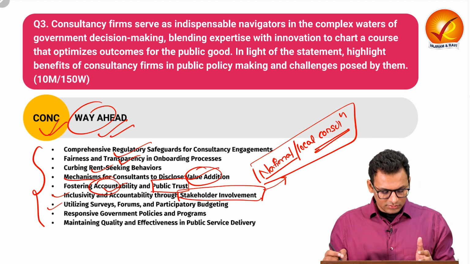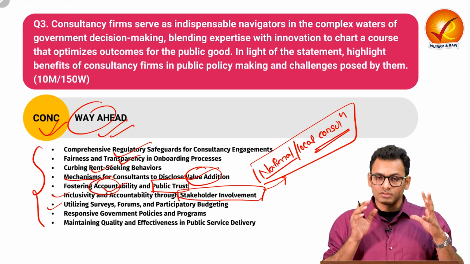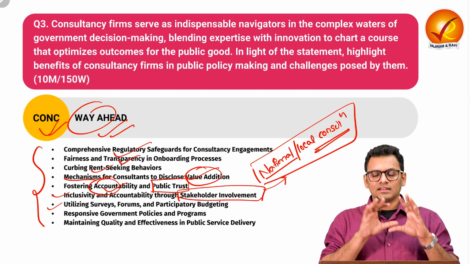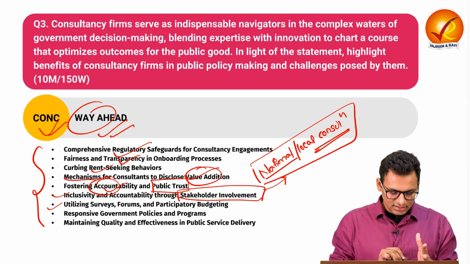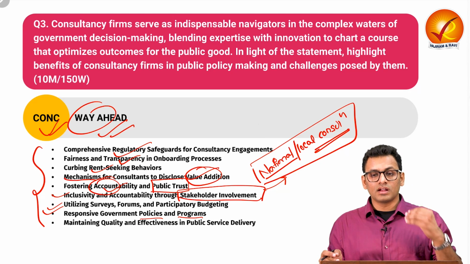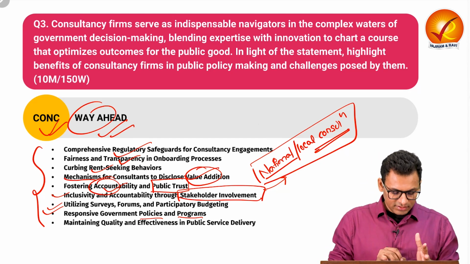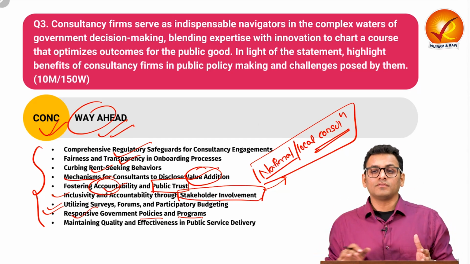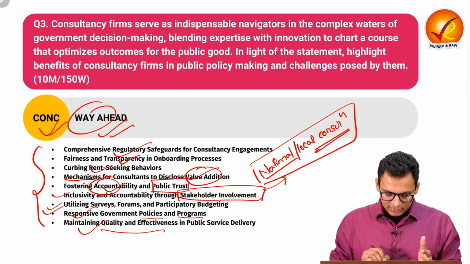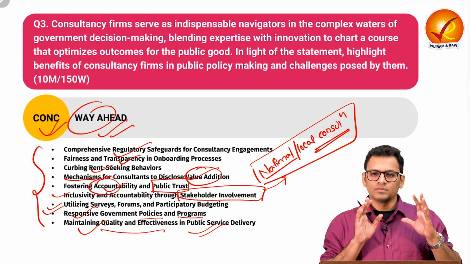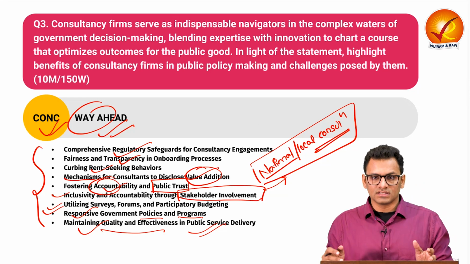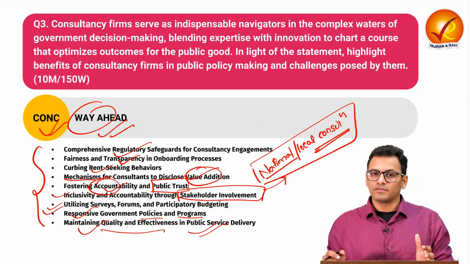Apart from that, we can make sure there is utilization of surveys, forums and participation, so that we can understand what exactly is the impact of those consultancies. Then there are responsive policies and programs. Government policies and programs must themselves be responsive in nature to ensure that they do not have to rely on consultancy firms in the first place. And next is maintaining quality and effectiveness in public service delivery. Thus, there should be proper transparency with respect to the quality and effectiveness of public service delivery. So that is all for the conclusion of question number 3.